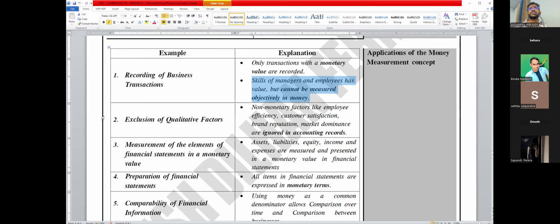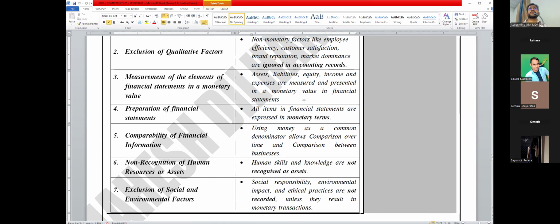Exclusion of qualitative factors. Look at this explanation. Non-monetary factors like employee efficiency, customer satisfaction, brand reputation, market dominance are ignored in accounting records. Why? You can't give a monetary value for these things. Remember, they are really useful for the growth of the business, but you can't disclose it in the accounting. Why? There is no rupee value. Okay, right.